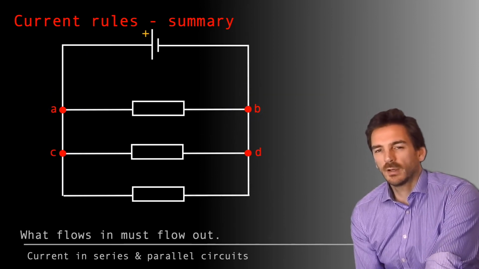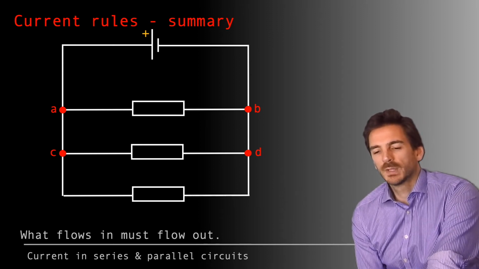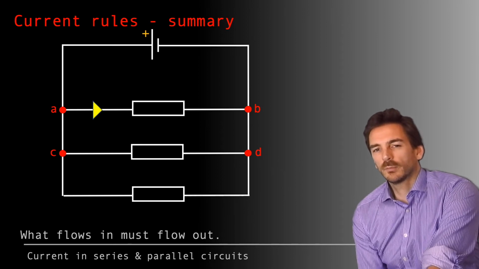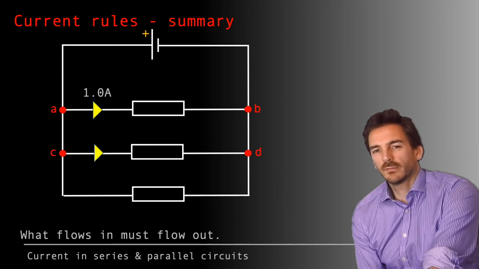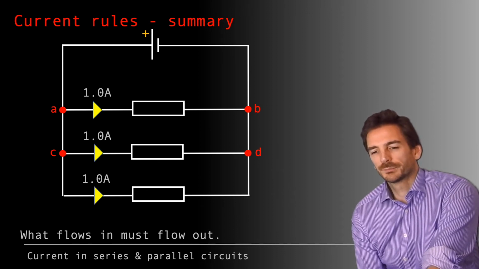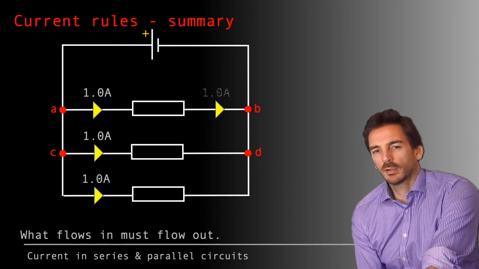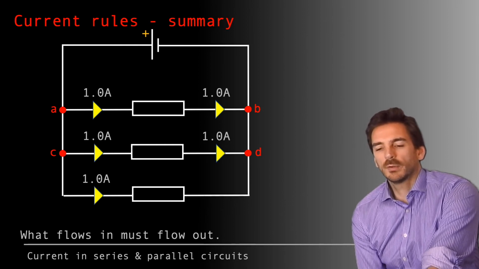So in this case, I've identified the junctions A, B, C and D. And let's say we've got different resistors this time, so the current flowing into that top resistor is 1 amp, and they're all identical. We've got 1 amp flowing into that second, and we've got 1 amp flowing into that third one. And that means we've got 1 amp flowing across that top part of the circuit, 1 amp through that middle part of the circuit, and 1 amp through that bottom part of the circuit.